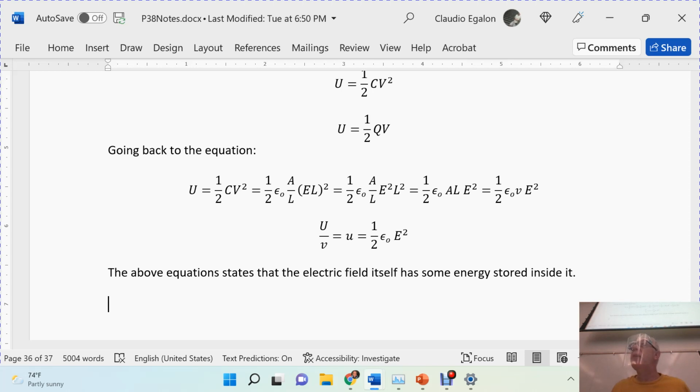It has no mass, doesn't weigh anything. What time is that? 5:41. We still have some time.